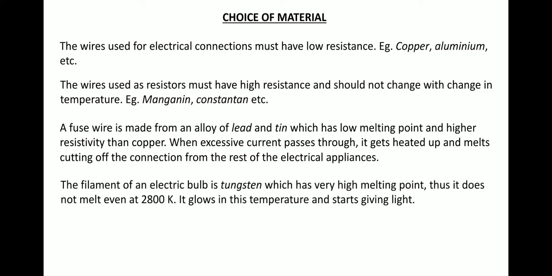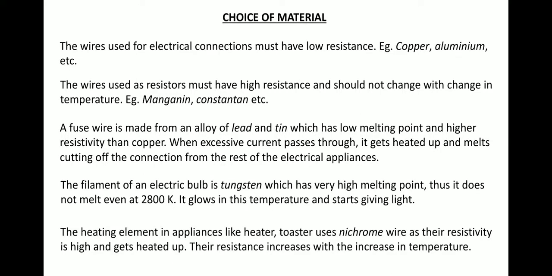The filament of an electric bulb, which is made up of tungsten, has a very high melting point. Thus, it does not melt even at 2800 Kelvin. At that temperature, it gets very hot and thus it glows and starts giving light. The heating element in appliances like heater and toaster uses nichrome wire as its resistivity is high and it gets heated up. The resistance increases with the increase in temperature.